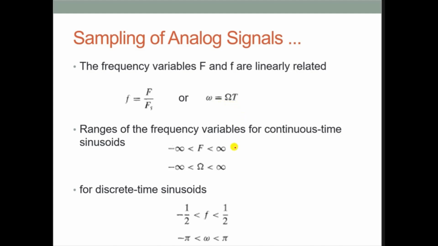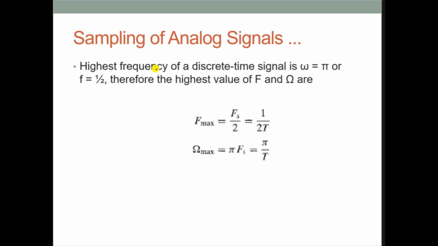Now the range of frequency variables for the continuous time signal is basically negative infinity to infinity, and for discrete time signal or sinusoids it is -1/2 to 1/2, and in radians it is -π to π. So it completes one cycle. Now the highest frequency of a discrete time signal is ω equals π, or f equals 1/2.